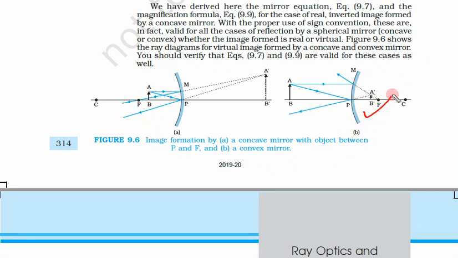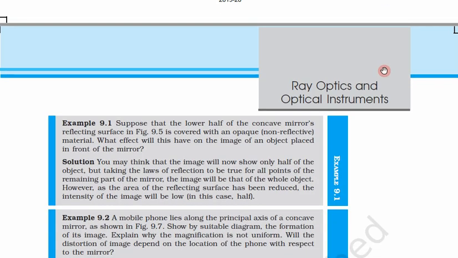This is the same case but for a convex mirror. This is the case for a concave mirror, but now the object is kept at a point between the focus and the pole. Previously the object was far away, but now the object is kept between focus and pole. So the situation has changed, but the formula will remain the same. So please solve these.